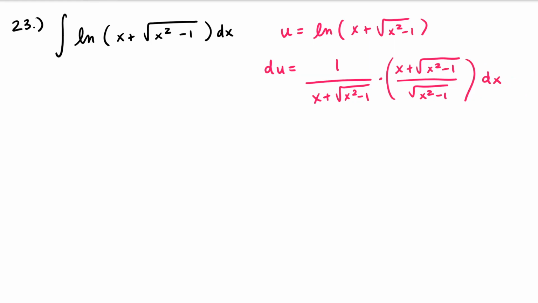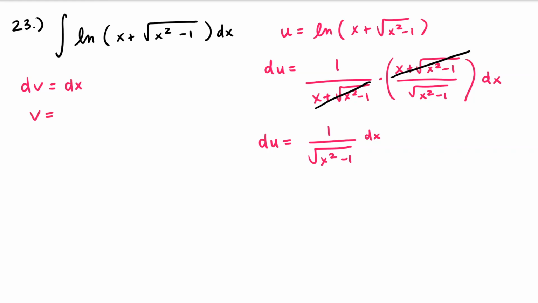Okay, so I went ahead and did some more simplification. Notice what's going to happen now is these terms are going to cancel out because I have 1 in the numerator and I have 1 in the denominator. So finally we'll get du is equal to 1 over the square root of x squared minus 1 dx. So there's a lot of algebra there to get that. Now let's go ahead and find dv and v. So the only thing remaining in the integral, because we set u equal to the natural log, dv is going to equal dx, and if we integrate, we end up getting v is equal to x.